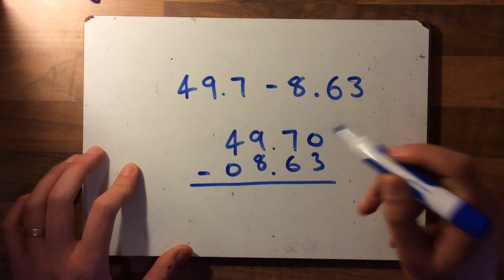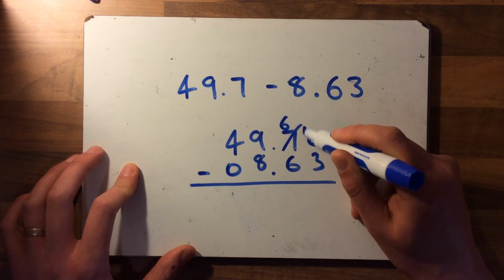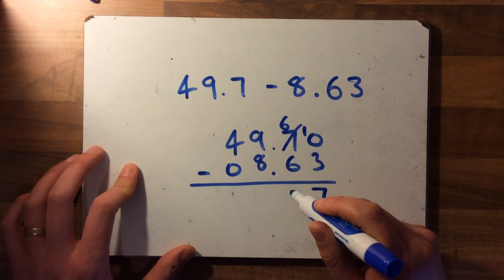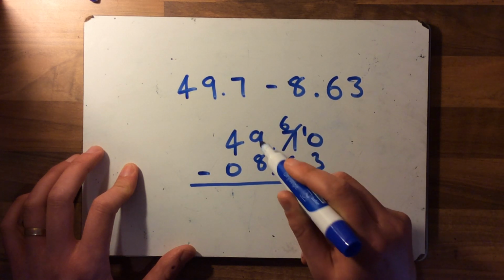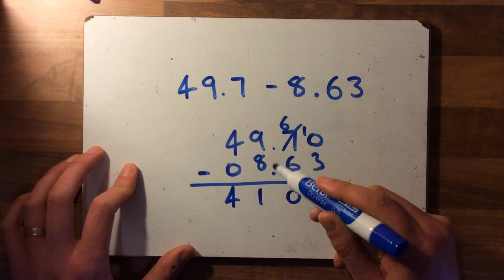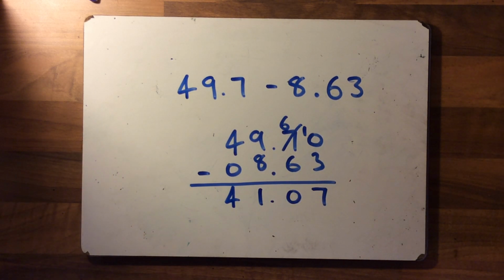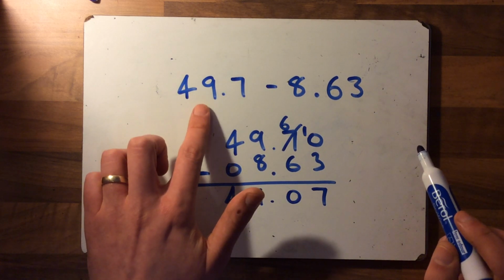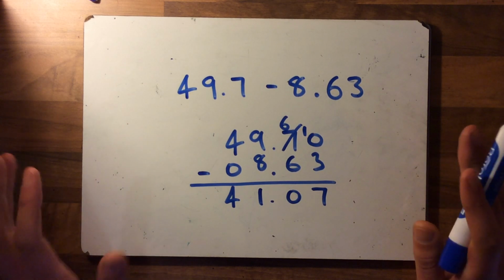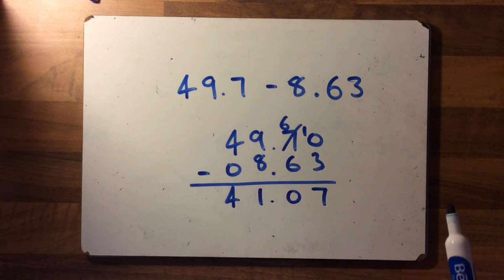Plug with zeros again. 0 take away 3, we can't do that. So that 7 becomes 6, this becomes 10. 10 take away 3 is 7. 6 take away nothing. 6 take away 6 is nothing. 9 take away 8 is 1. 4 take away nothing is 4. And again, decimal point lined up there. You can see it looks like a sensible answer again, doesn't it? This number is very close to 50. This number is very close to 9. So 50 take away 9 is 41. You can see our answer is very close to 41, so it looks like a sensible answer.